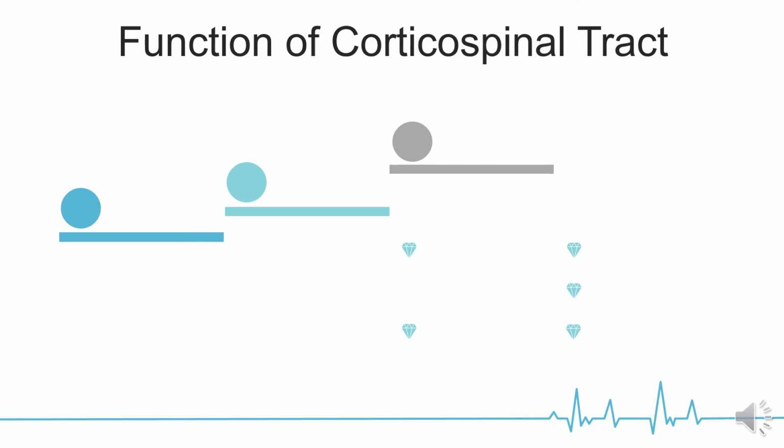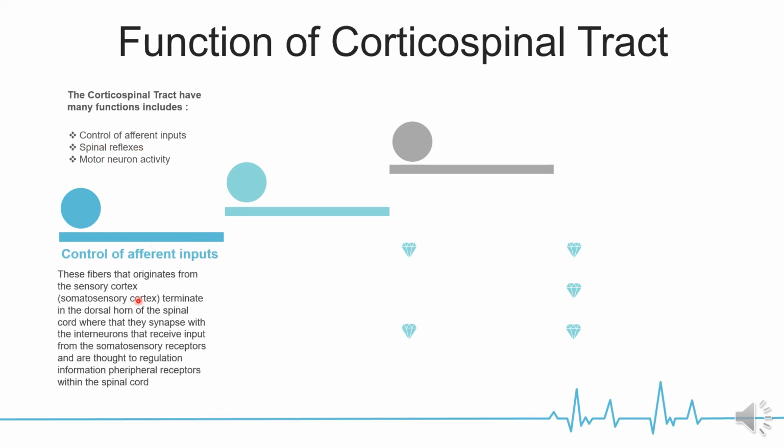So now, after we go through the pathway of the corticospinal tract, we're going to look into the function. What's the importance of the corticospinal tract? They have many functions, which include the control of afferent inputs. Okay, so we all know the fibers originate from the sensory cortex, and then terminate in the dorsal horn of the spinal cord, and then they synapse with the interneurons that receive input from the somatosensory receptors and are thought to regulate information from peripheral receptors within the spinal cord.